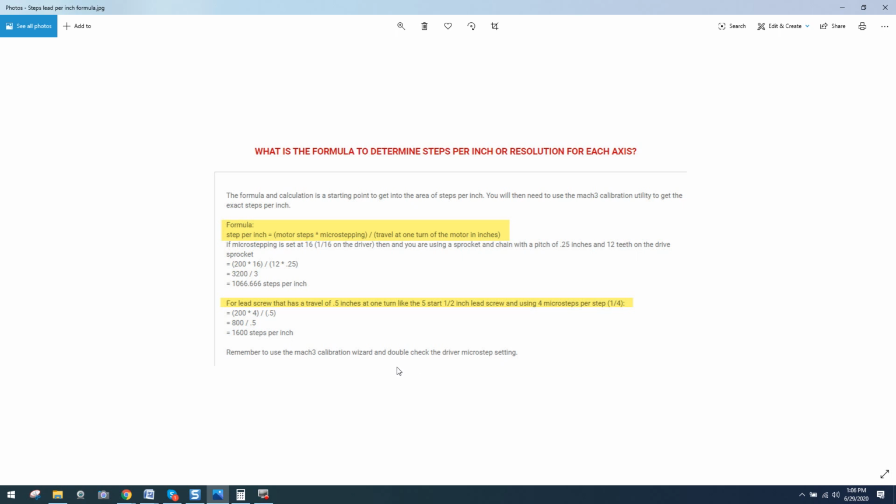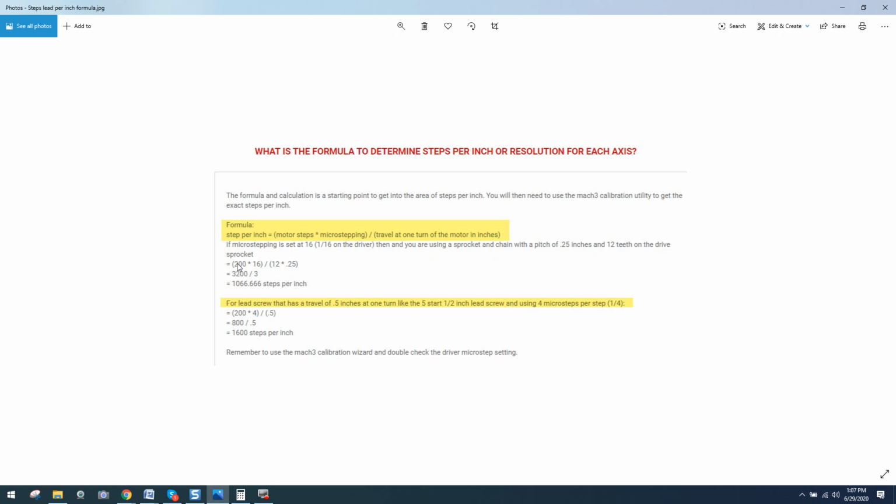So now what we're going to do is discuss the formula. As you can see here, the formula and calculation is a starting point to get into the area of steps per inch. Then you will need to use Mach3 calibration, which I've already mentioned. The formula: steps per inch equals motor steps times microstepping, divided by travel at one turn of the motor in inches. Very simple. Steps per inch, guys, very, very simple.